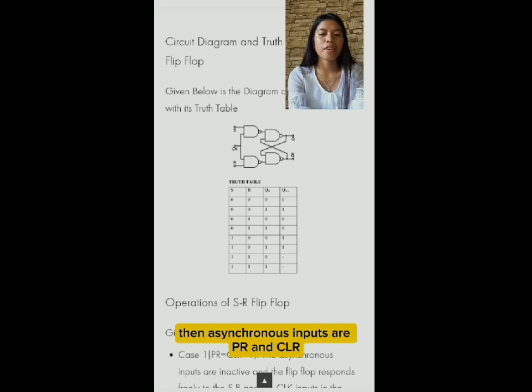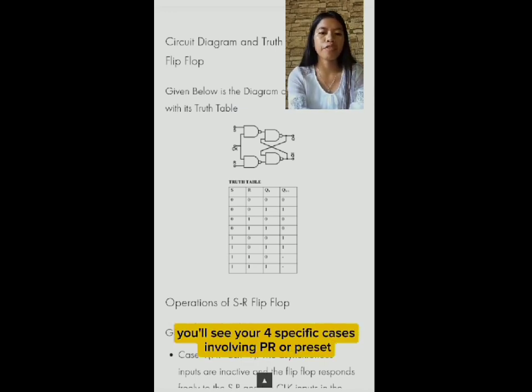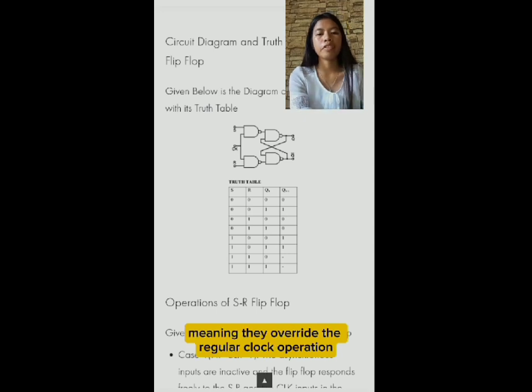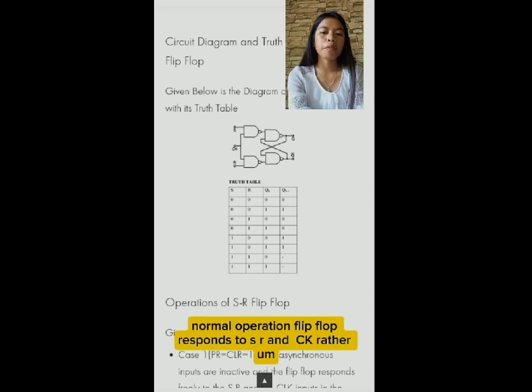Then the asynchronous inputs are PR and CLR. Below the truth table, you'll see four specific cases involving PR (preset) and CLR (clear). These are asynchronous controls, meaning they override the regular clock operation. Case 1: PR equals CLR equals 1. Normal operation, the flip-flop responds to S, R, and CP.